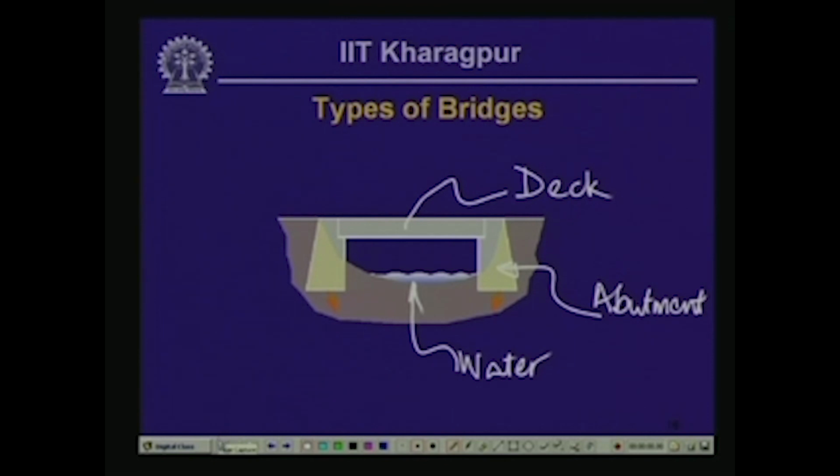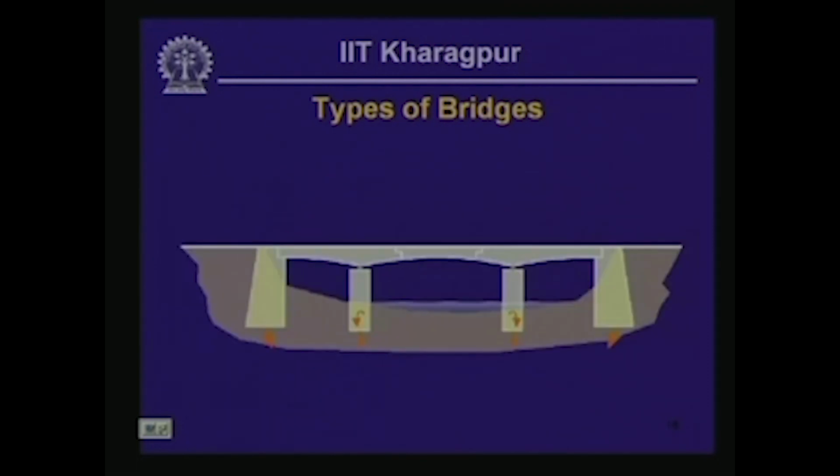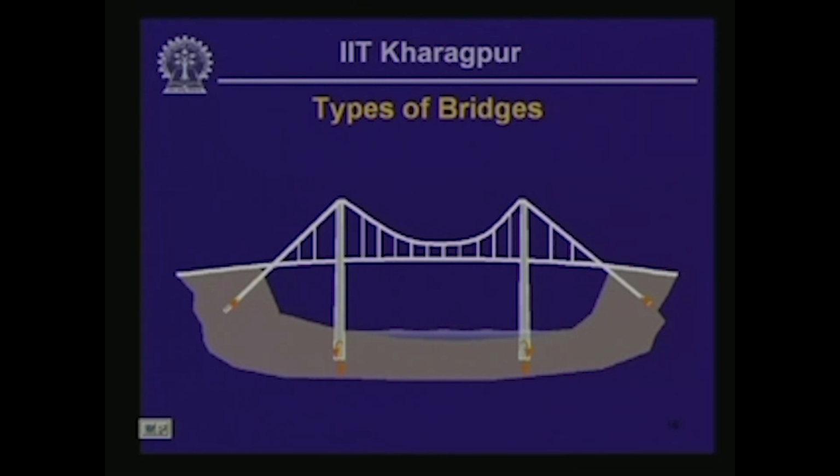Now, there could be other types of bridges such as frame bridges like the one that is shown. You should also notice that there are orange arrows in these sketches that indicate the direction in which the load is transferred by the bridge superstructure to the foundation soil or rock. This is an example of an arch bridge. This one is an example of a beam and cantilever bridge, and this is an example of a cable stayed bridge. You should notice carefully in all cases the direction in which the loads are transferred.